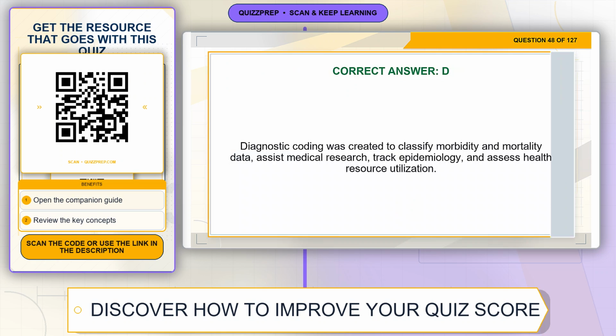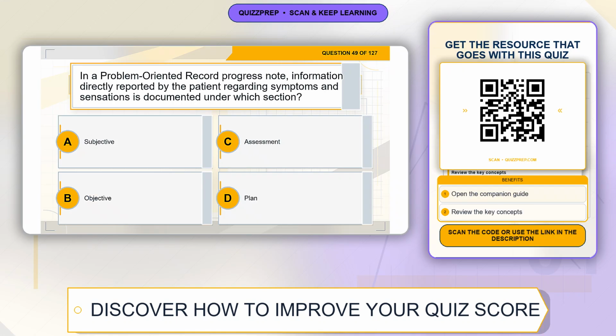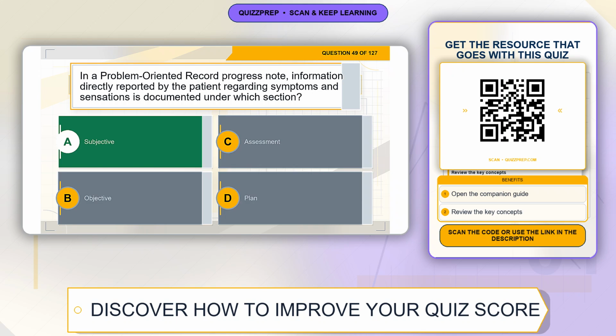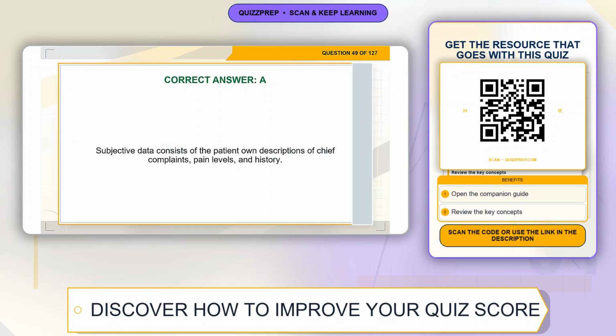utilization. Question 49. In a problem-oriented record progress note, information directly reported by the patient regarding symptoms and sensations is documented under which section? Option A, subjective. Option B, objective. Option C, assessment. Option D, plan. The correct answer is option A, subjective. Explanation. Subjective data consists of the patient's own descriptions of chief complaints, pain levels, and history.